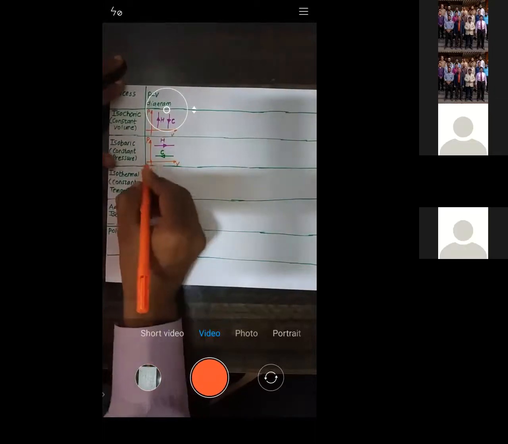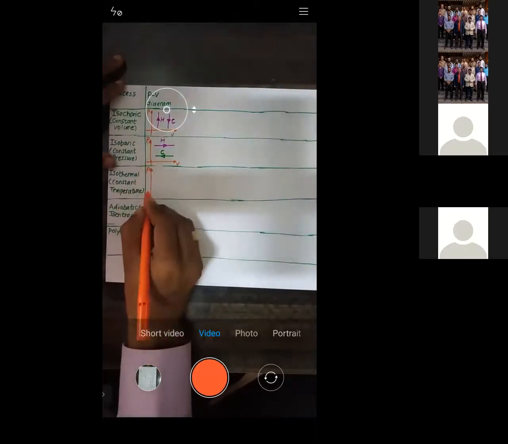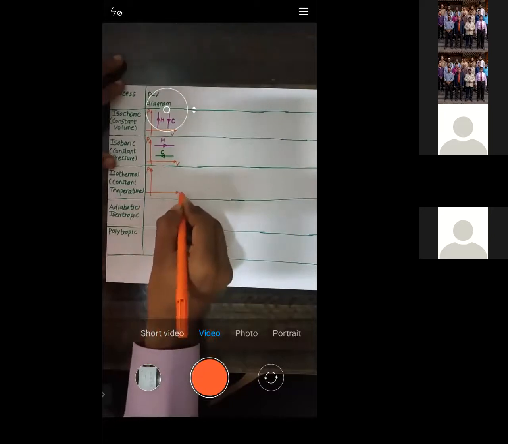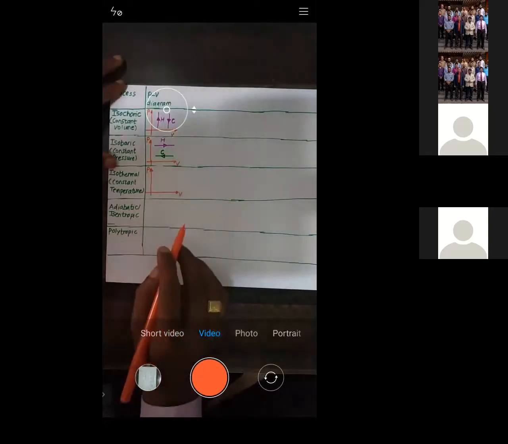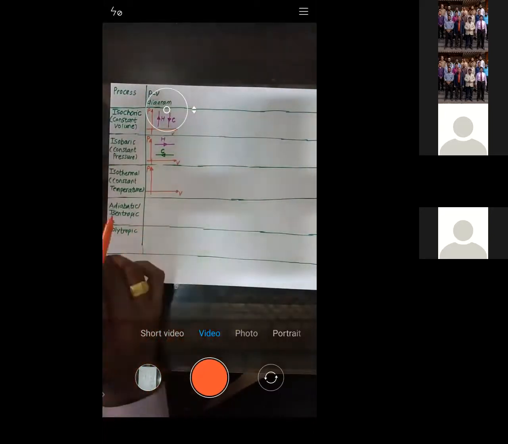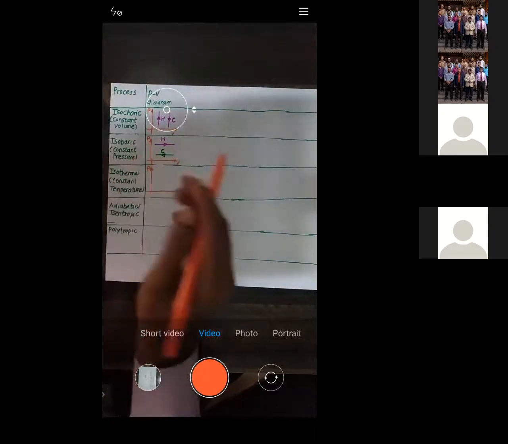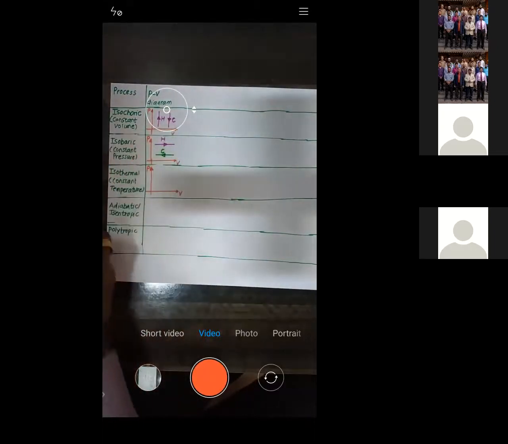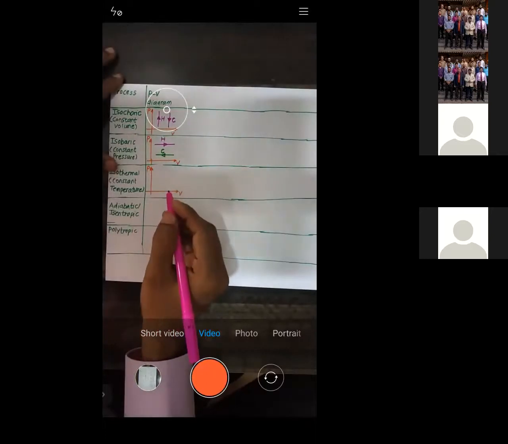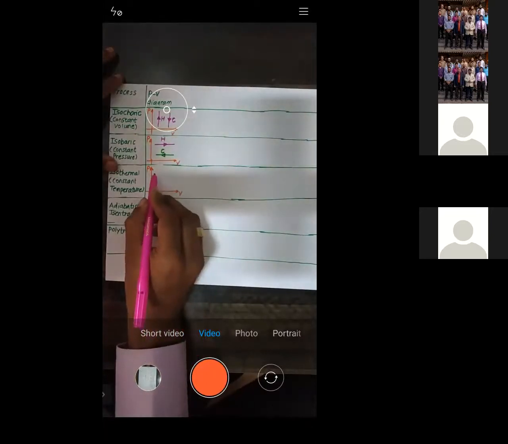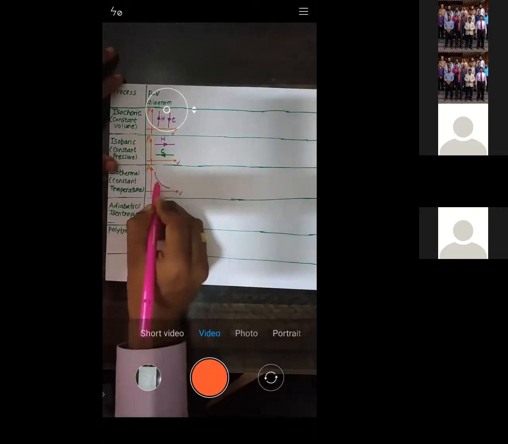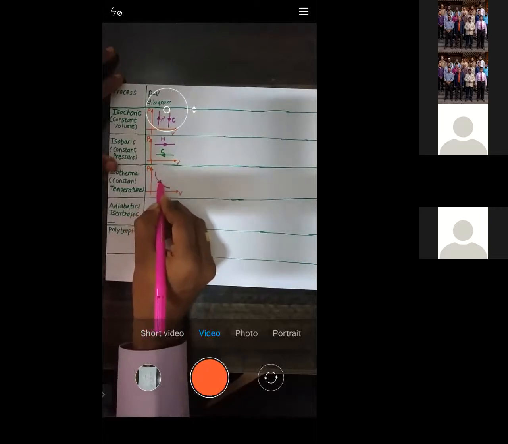Now let us start with the isothermal process. This is a pressure scale and this is a volume scale. The isothermal process is not a vertical line and it's not a horizontal line. So let me draw the isothermal process. It might be like this.